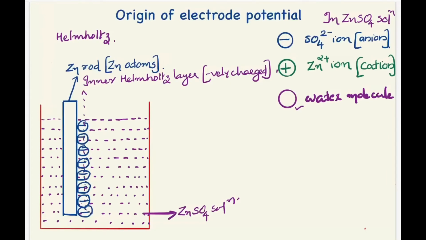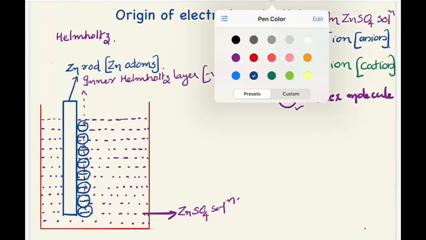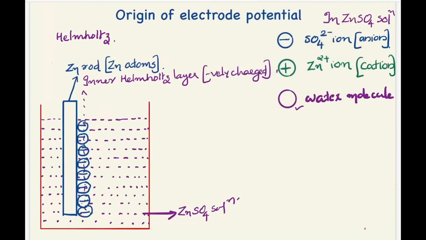zinc sulfate solution, some of the zinc ions will get absorbed on the negatively charged inner Helmholtz layer, because opposite charges, they attract. So I am representing the zinc ions. Zinc ions which adsorbed on the surface of the negatively charged cations.